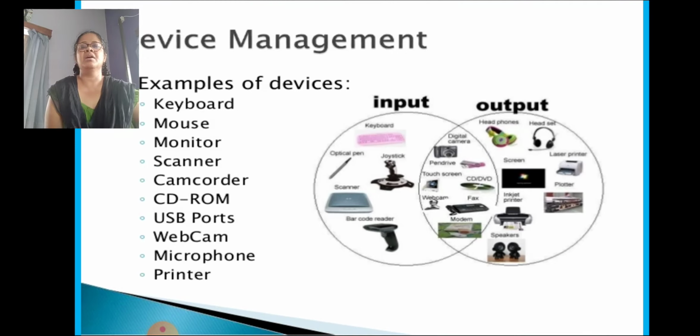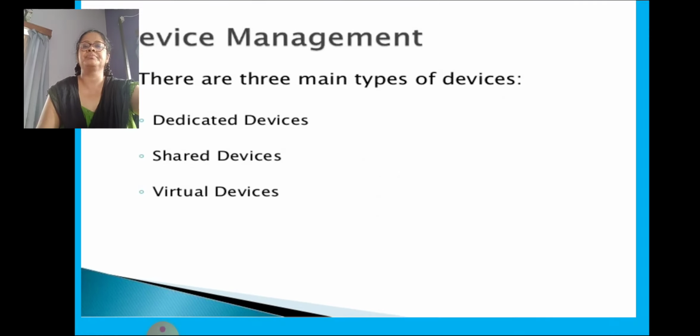Examples of devices: keyboard, mouse, monitor, scanner, camcorder, CD-ROM, USB port, webcam, microphone, printer. These devices are categorized into two parts, input devices and output devices. But a few devices fall under both categories, input as well as output. There are three main types of devices: dedicated devices, shared devices, and virtual devices.